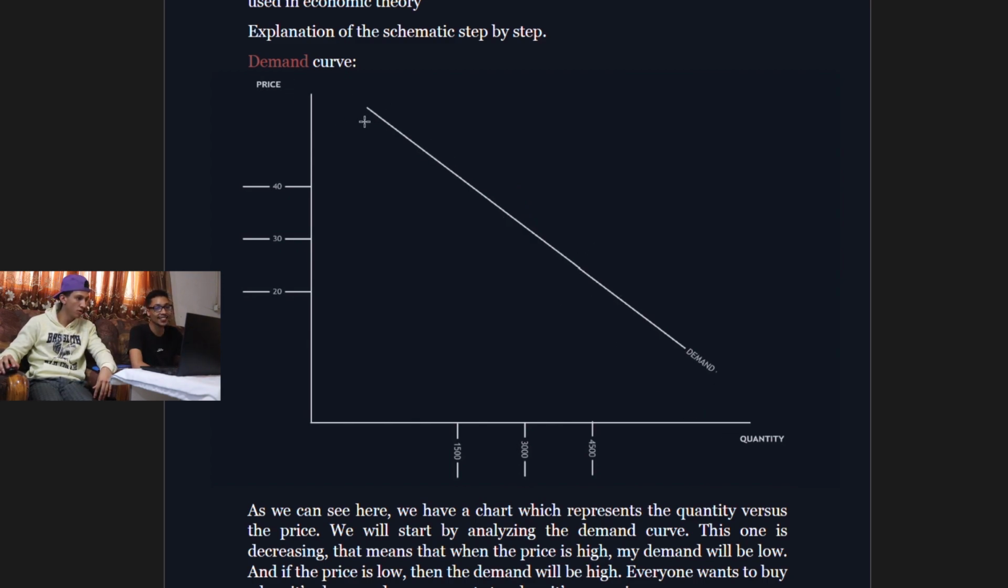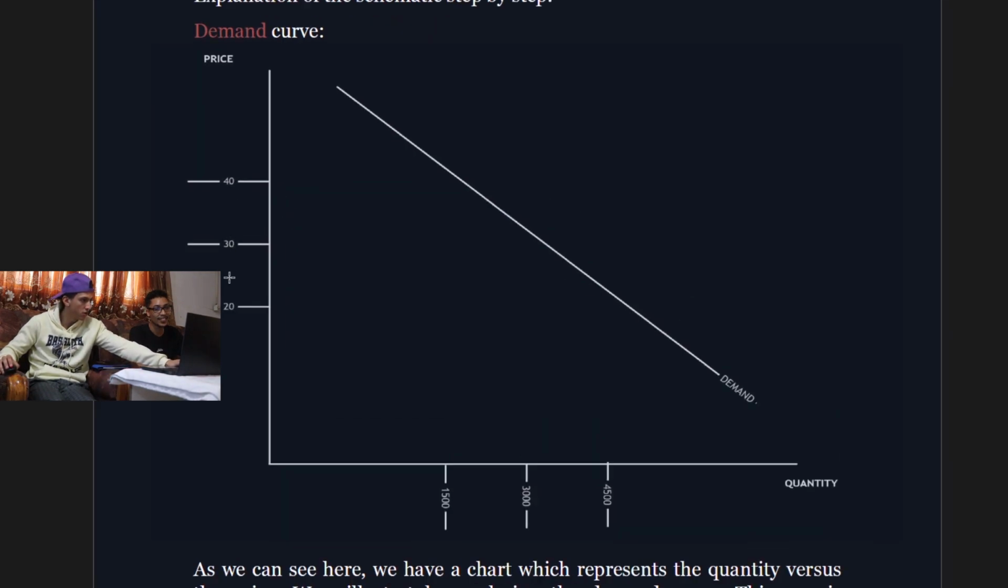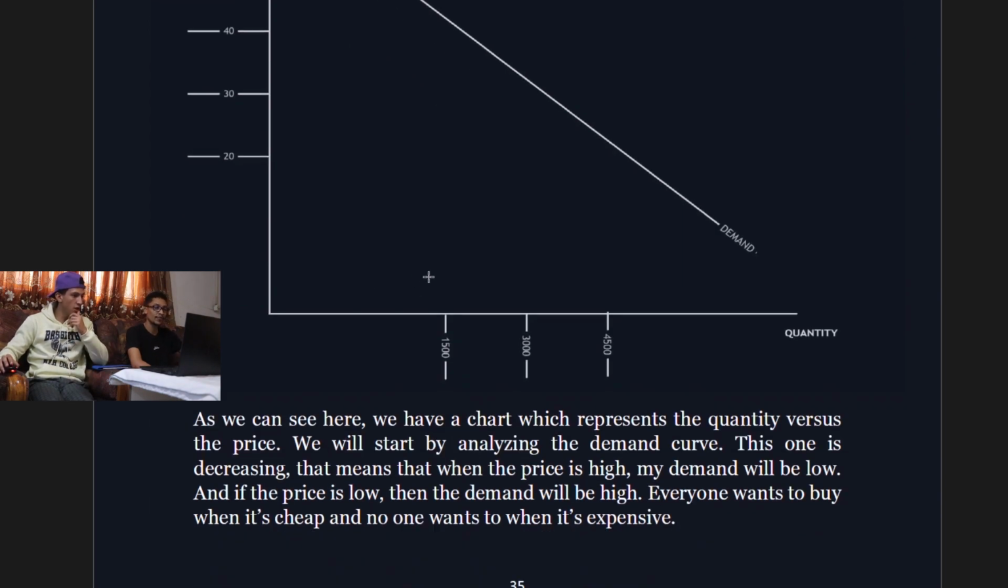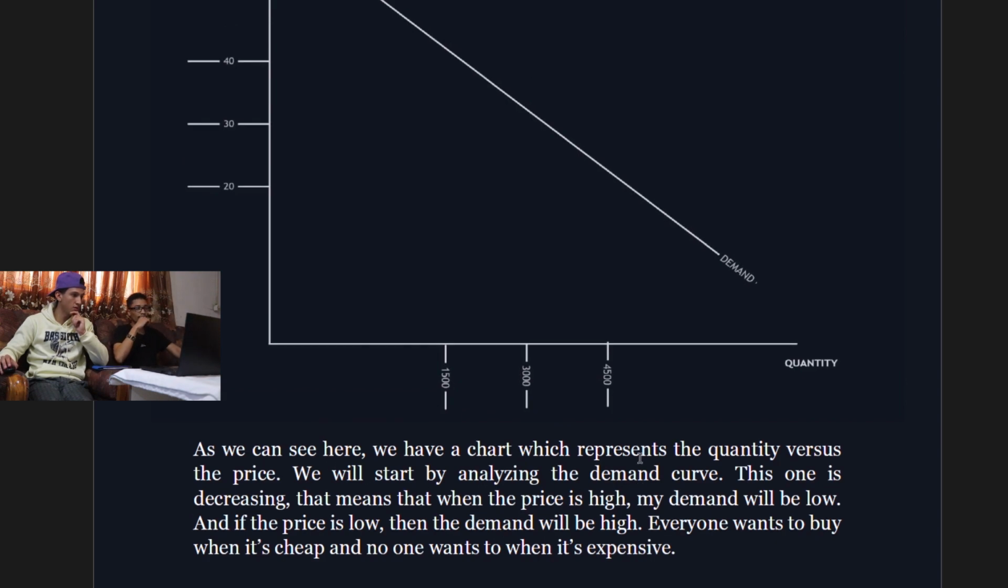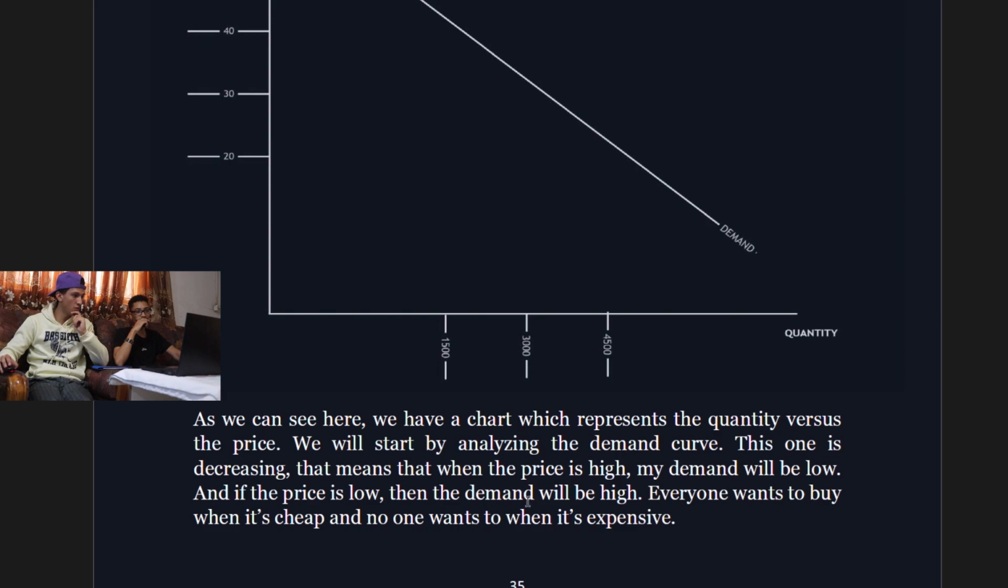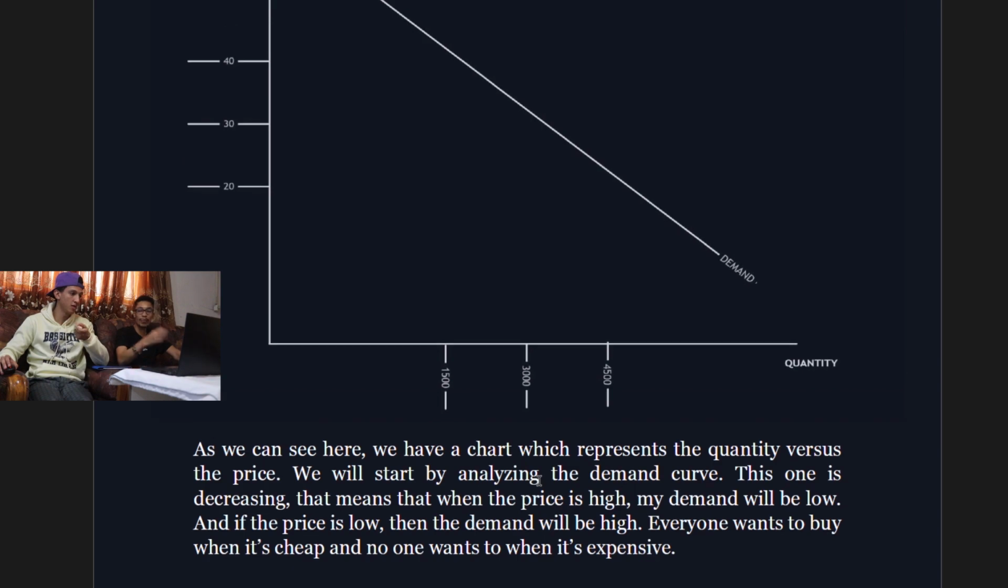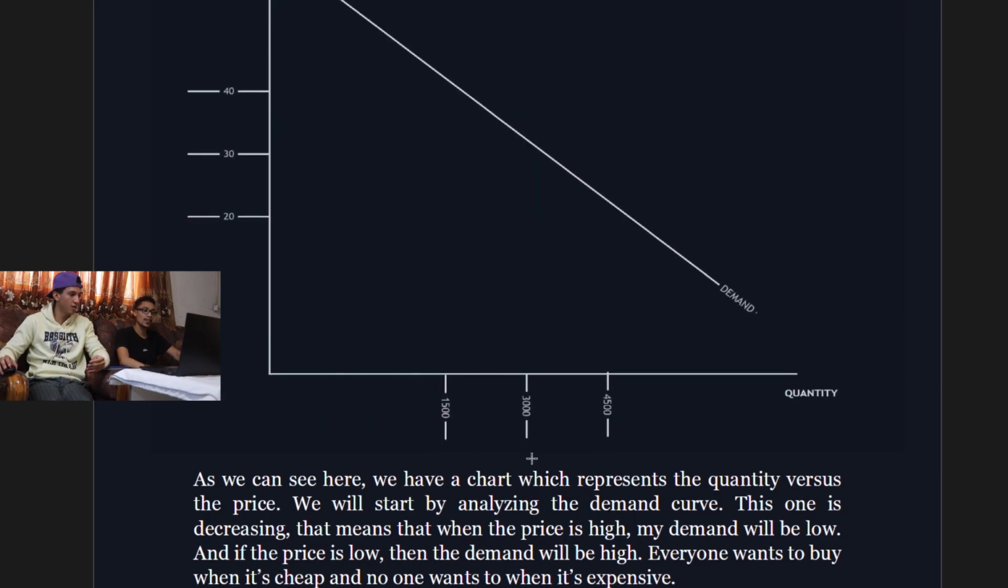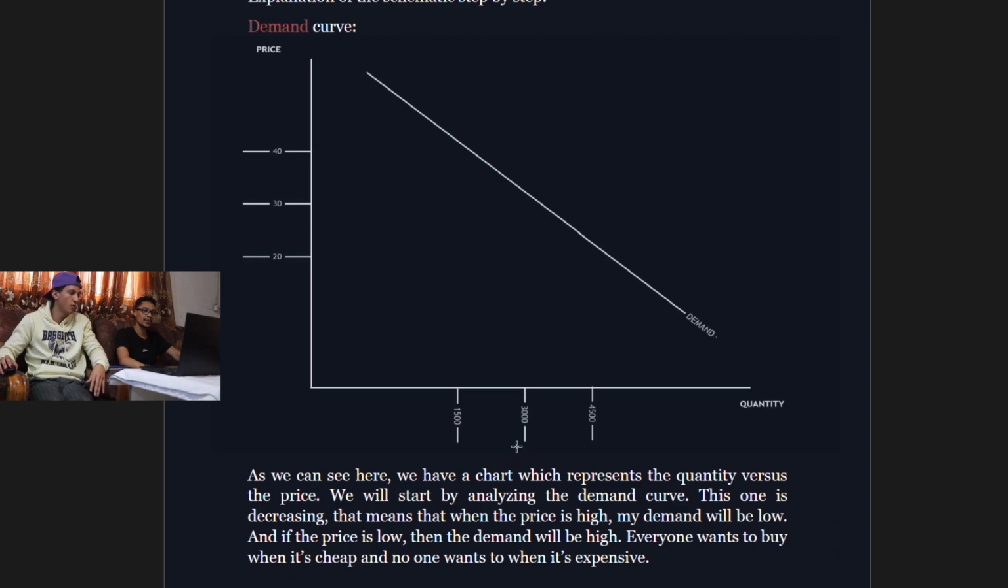This is your demand curve, basically going down. I'm assuming these figures on the side, 40, 30, 20, are the quantity and the price. So we have a chart which represents the quantity versus the price. We start by analyzing the demand curve. It is decreasing, which means that when the price is high, demand will be low, and if the price is low, then demand will be high. Everyone wants to buy when it's cheap, and no one wants to buy when it's expensive.